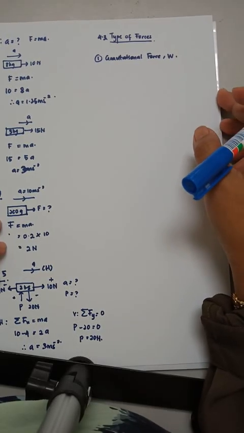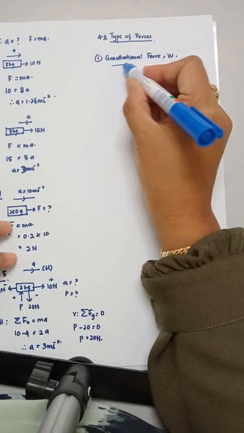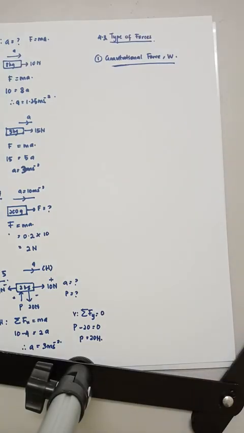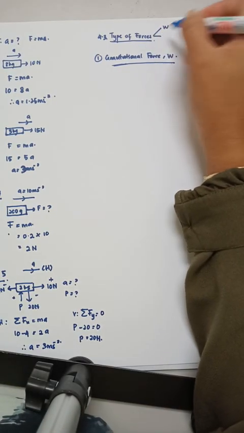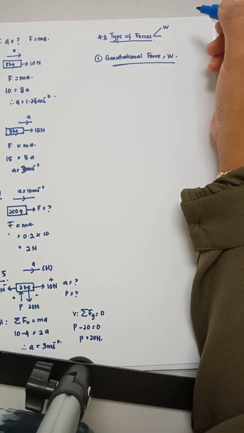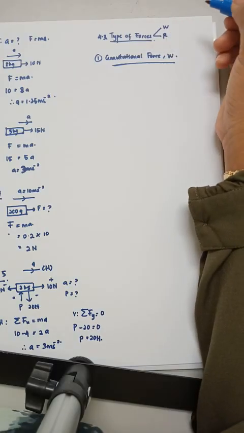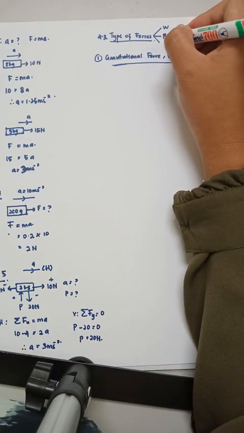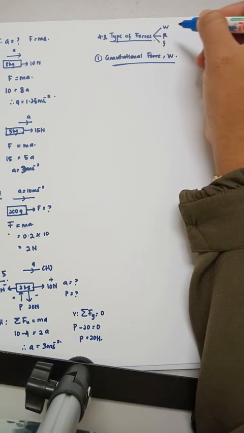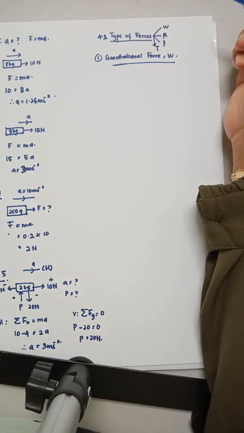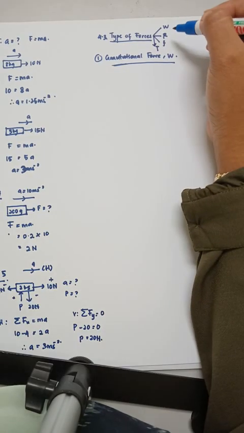Alright, so now we look at types of force. We will have four types of force. One, gravitational force, W. Two, the reaction or normal force, which is R. Three, frictional force, which is F. And the last one is tension force, T. So there is W, R, F and T.